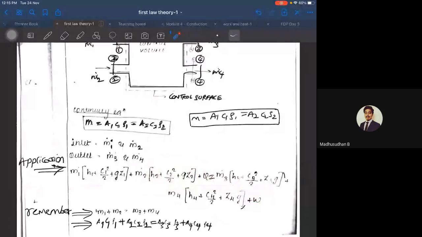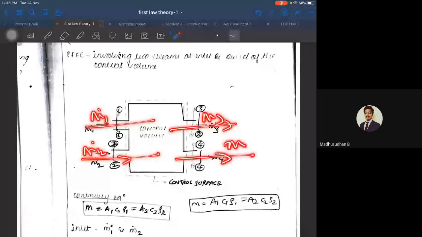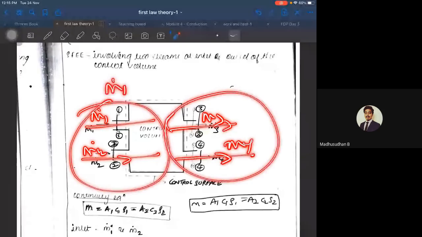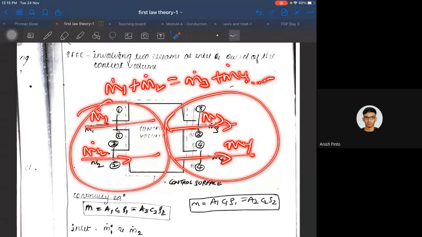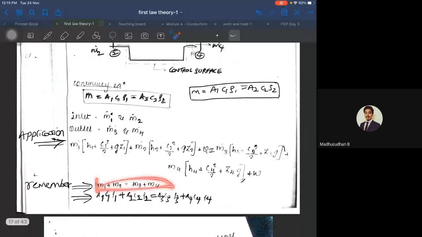I mean to say the steady flow energy equation. Similarly, if you apply the law of conservation of mass or the continuity equation, the inlets are m1 and m2, the outlets are m3 and m4. Whatever is getting in, the same has to get out. So m1 dot plus m2 dot should be equal to m3 dot plus m4 dot. Yes or no? According to the law of conservation of mass. Is that true? If it is true, then this is how you apply. So m1 plus m2 must be equal to m3 plus m4.